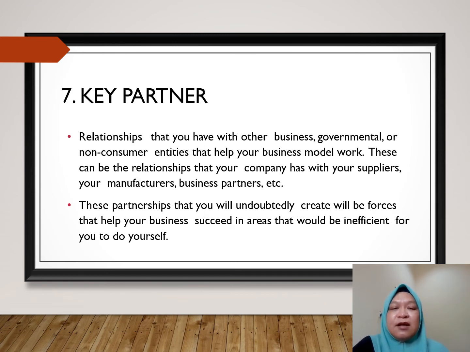Number 7 is the key partner. These are the relationships that you have with other businesses, for example with governmental or non-consumer entities that will help your business model work or operate. For example, your relationship with your suppliers, manufacturers, or business partners.